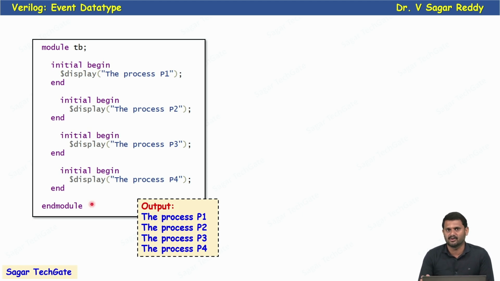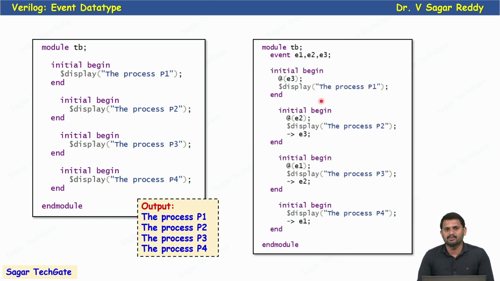What is the process term? Already we discussed, right? So now first I want to execute this process, after that this one, like that. For example, I want to execute P4, after that P3, later P2, later P1. Now this is a simple example. Now four initial blocks. I want to execute first this one. Yes or no? So now display the process P4.